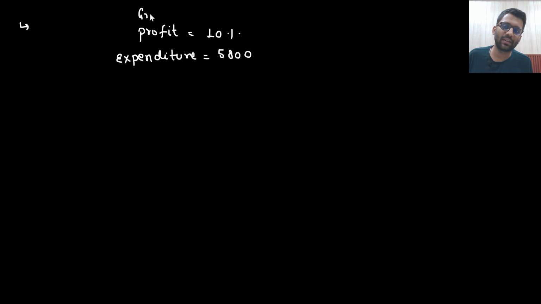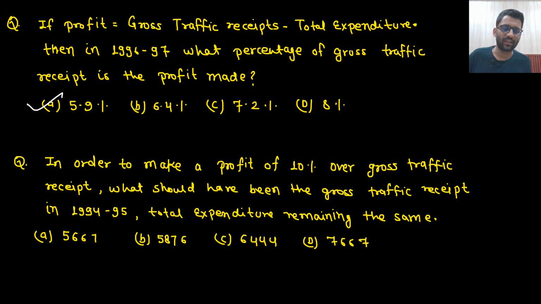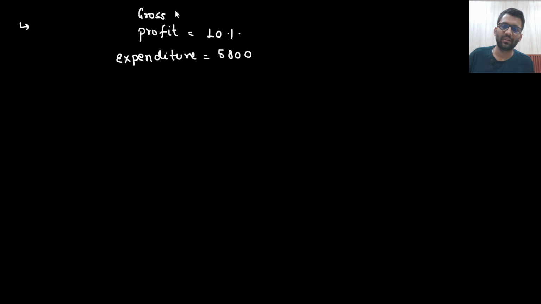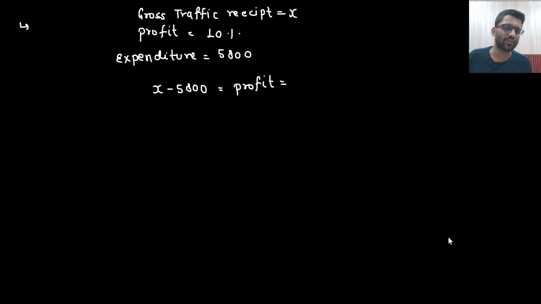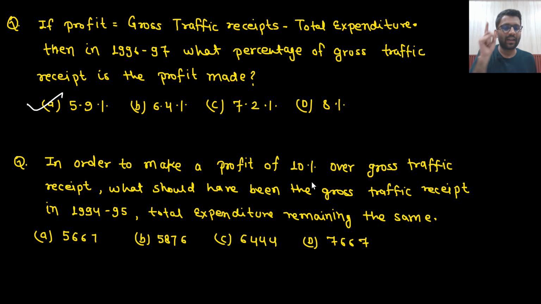And you can change this gross traffic receipt. So let's just say this gross traffic receipt is X rupees. So what will be your profit? Profit will be X minus 5,800. This will be your profit, right? And what that should be equal to? This should be equal to 10% of the gross traffic receipt.